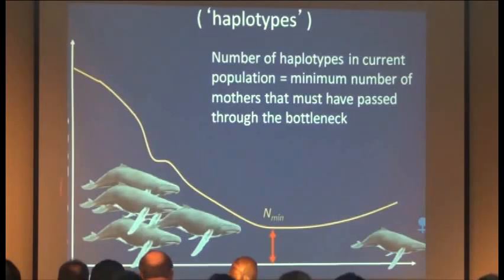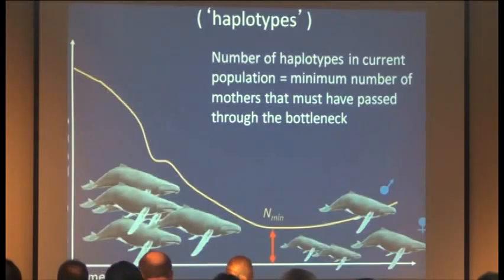So this just shows time, and it shows number of animals through time. If you think that that's the minimum number of mothers that must have passed through the bottleneck, then there's going to be more animals aside from the mothers. There'll be the fathers, and there'll also be immature whales that come through the bottleneck that carry the same mitochondrial DNA.